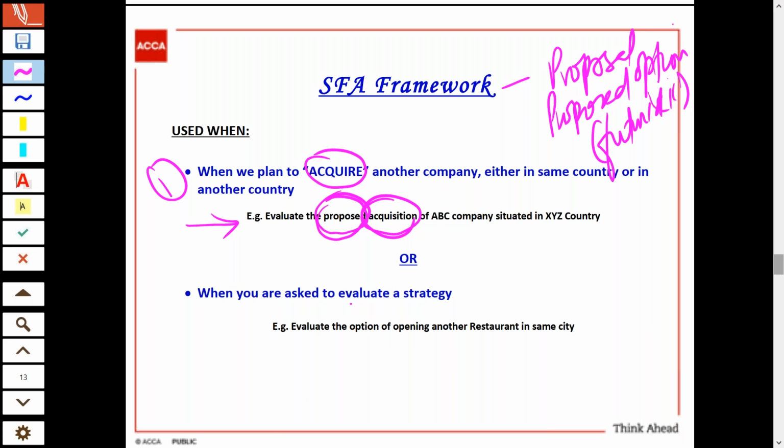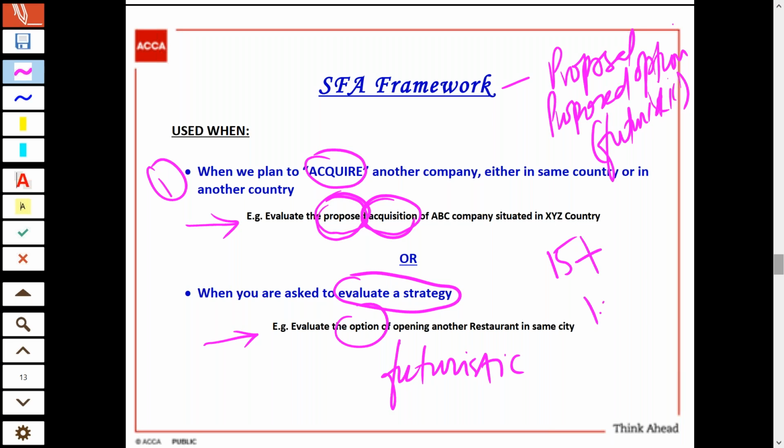A second possibility could be when you are asked to evaluate a strategy or a proposed strategy. Okay. So look at this question. Evaluate the option of opening another restaurant in the same city. So it is again, you see, a futuristic thing that we have been asked to evaluate the option of opening another. So now you understand where we use the SFA framework. Whenever we have to analyze a proposed strategy or a proposed option, anything futuristic, any future acquisition plan, all these are the keywords where we need to apply the SFA framework. And also, judging from the marks, you can understand, because normally SFA carries heavy marks because it's a big model. Something I would say 15 plus marks, 18 marks, 20 marks. Okay, so this is the kind of marks SFA has.